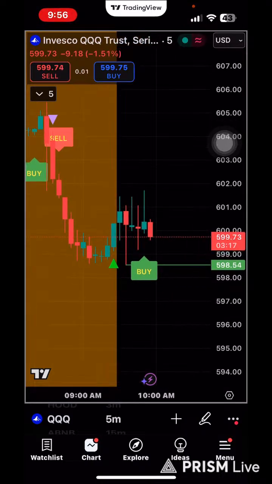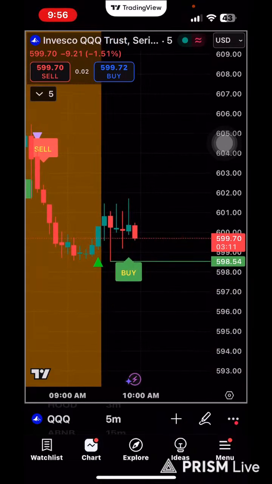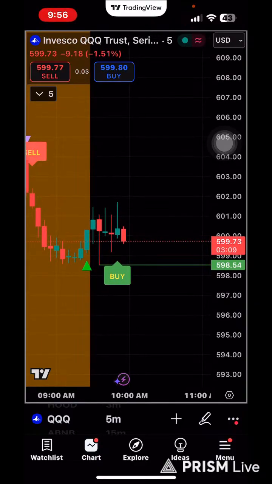So for the new guys that just hopped in here, my name is Neo, and we are waiting for the price to get either an arrow down or for the price to break below that green line, and then we're going to take a short on Q.